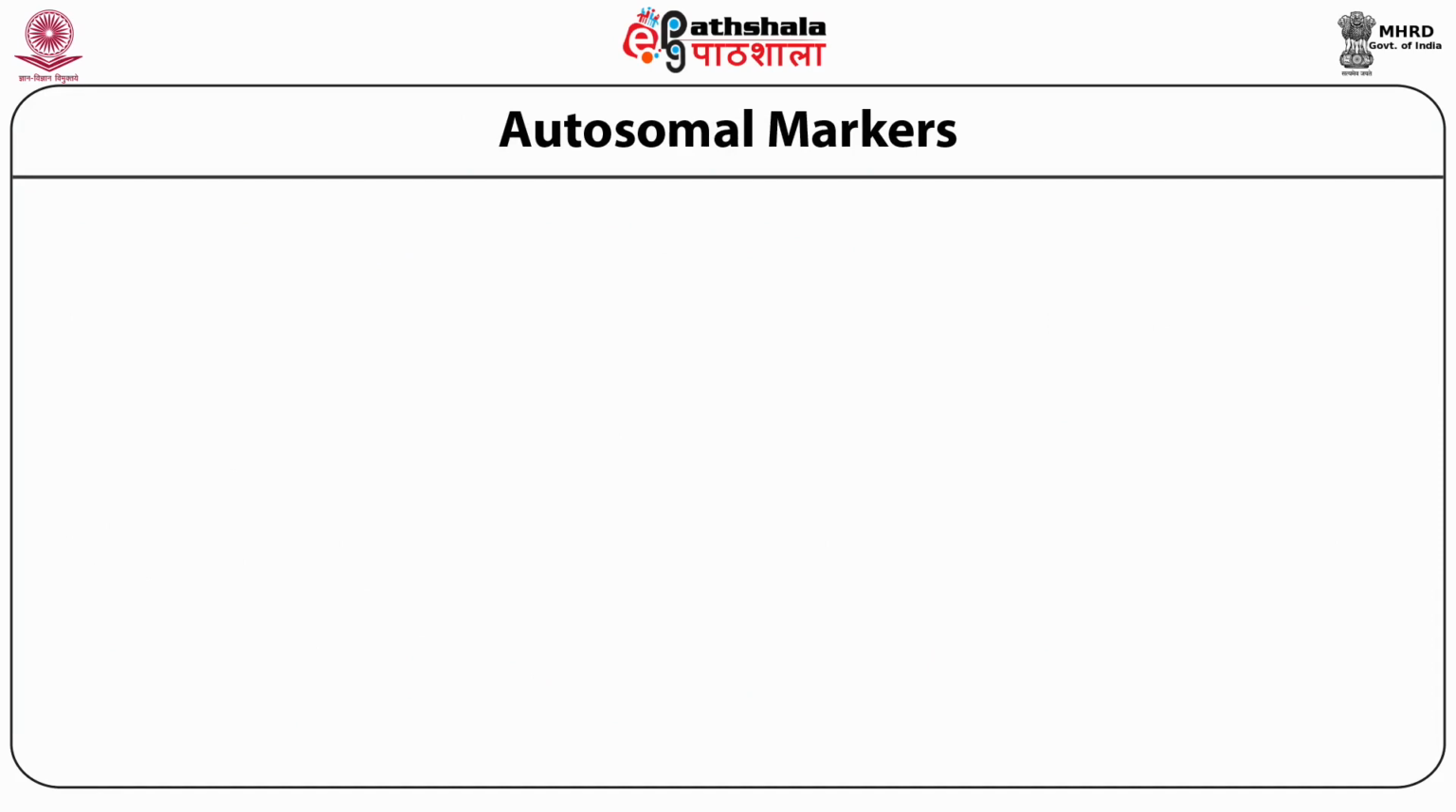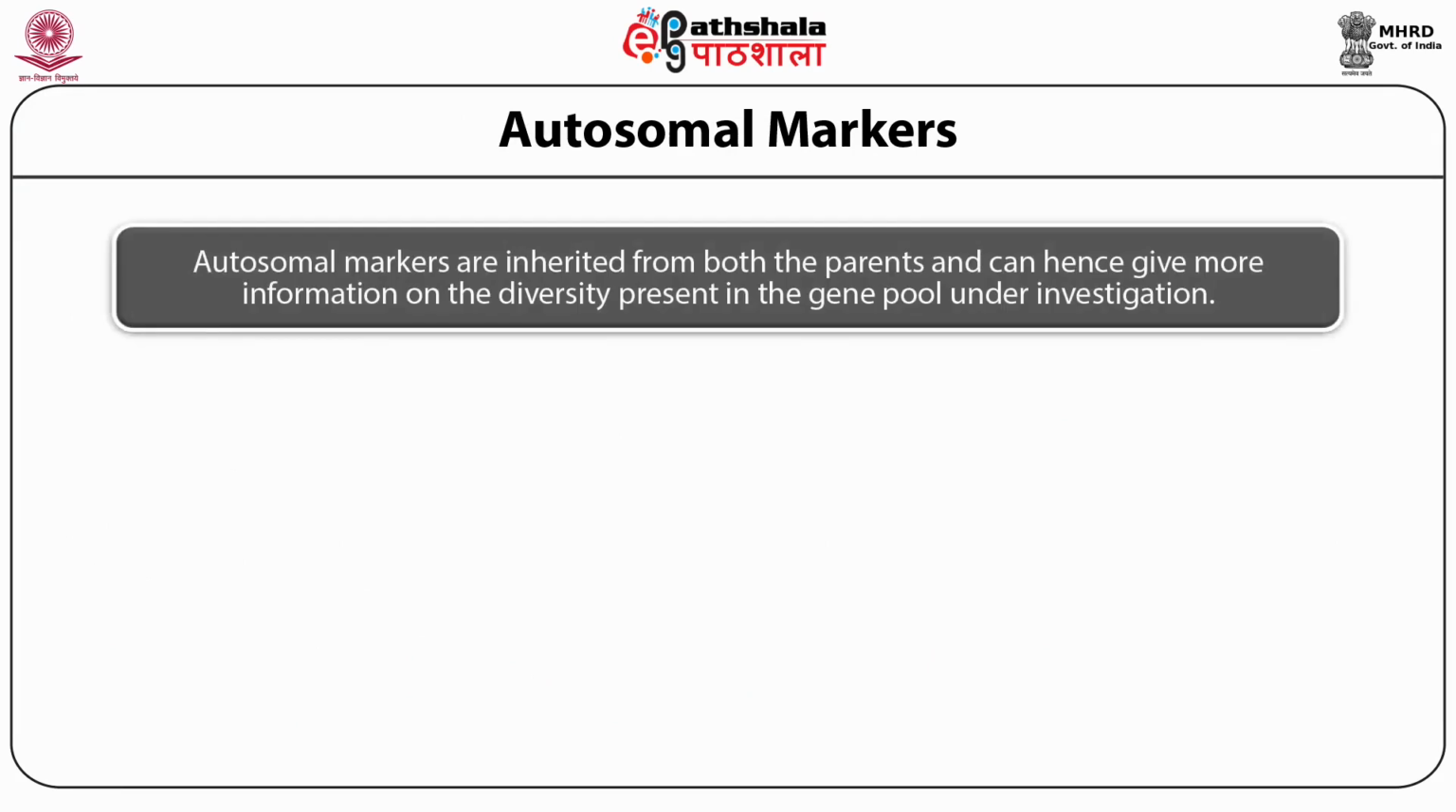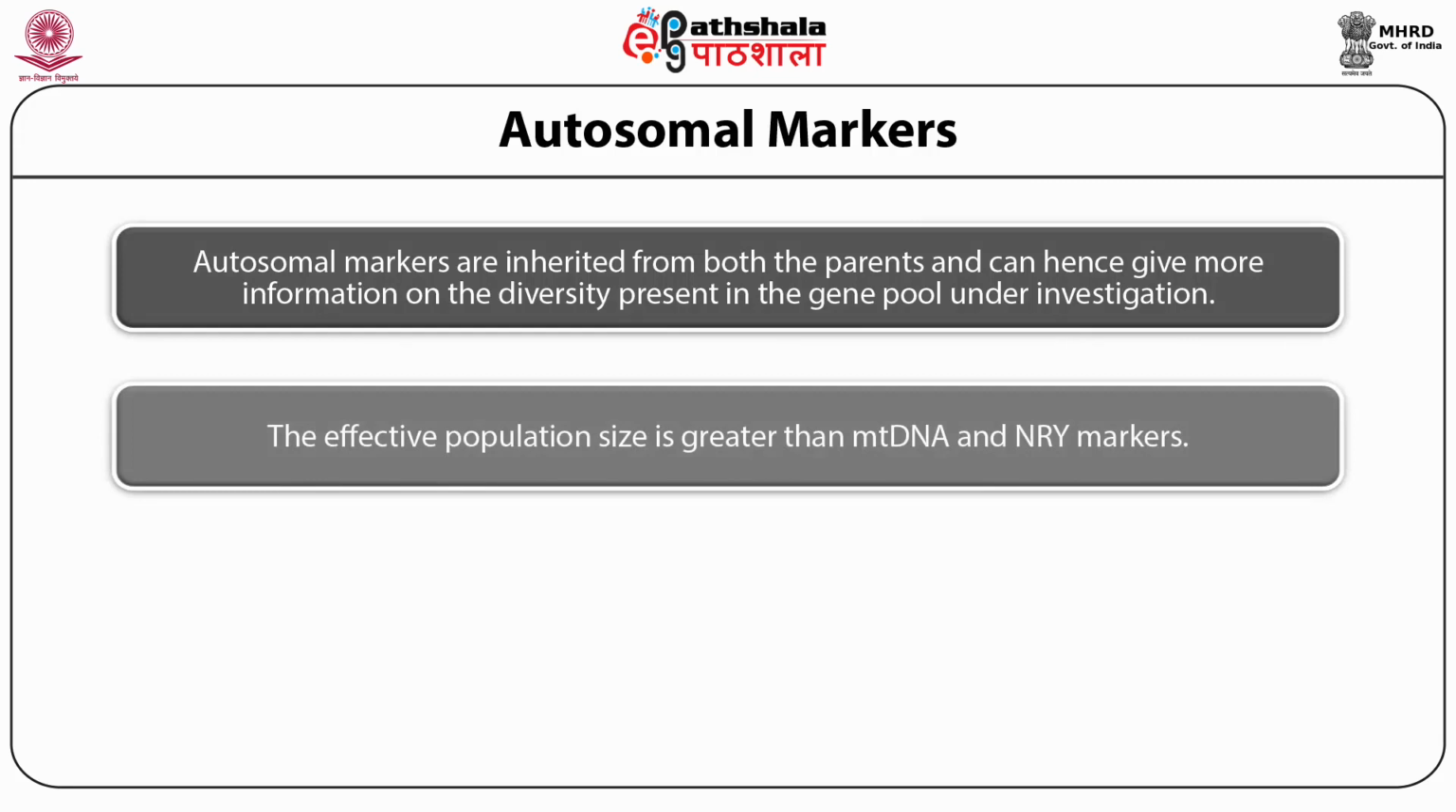Autosomal markers. Autosomal markers are inherited from the parents and can hence give more information on the diversity present in the gene pool under investigation. This group of markers gives more representative population genetic information. The autosomal markers undergo recombination, unlike uniparental markers, and independent assortment when passed over to the offspring generation. The effective population size is greater than for mitochondrial DNA and NRY markers.